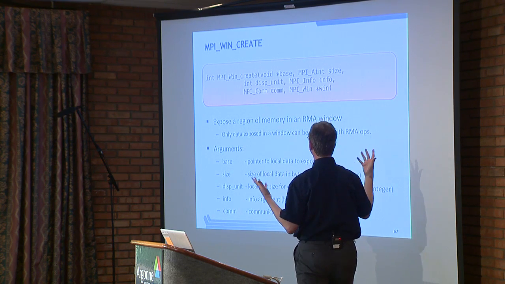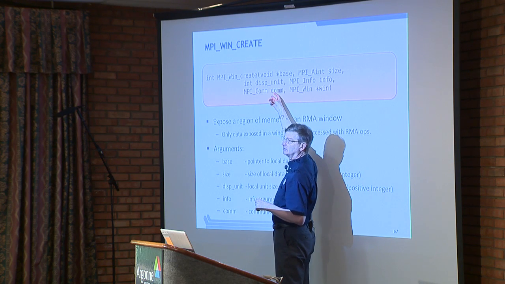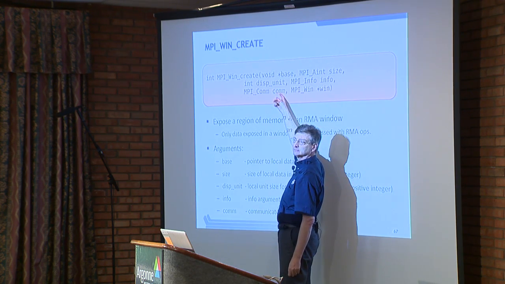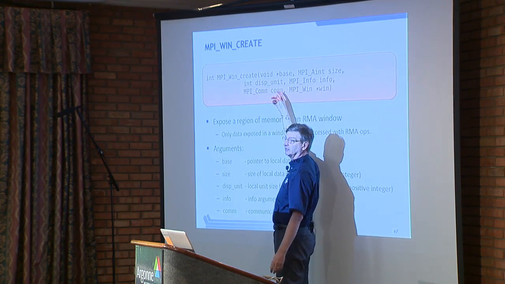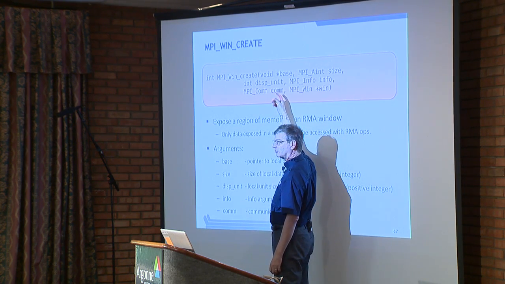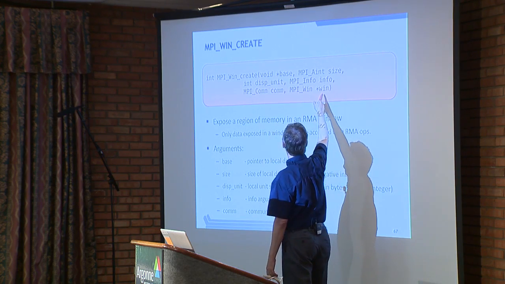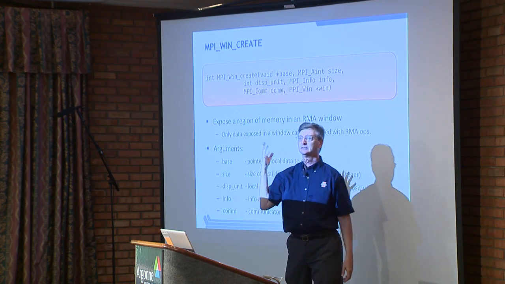Then, as I said, this is a collective call. So it's a collective over a communicator. So comm world, but this could be comm self if for some reason you wanted only to talk to yourself, or it could be any other communicator. And then the output is this window object. Just like the output of communicator creation gives you an MPI comm, the output of MPI win create gives you an MPI win.